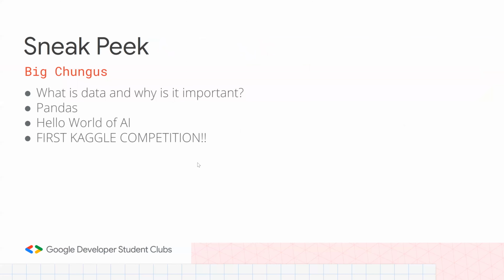So let's give you guys a sneak peek of what's going to happen at the next developer community meeting. We're going to talk about data. What is it? Why is it important? Why do some people say data instead of data? Pandas, a Python library that's used to manage that data, make it really organized and nice to read. And we're going to do our hello world of AI. Don't worry, it's not going to be complicated.